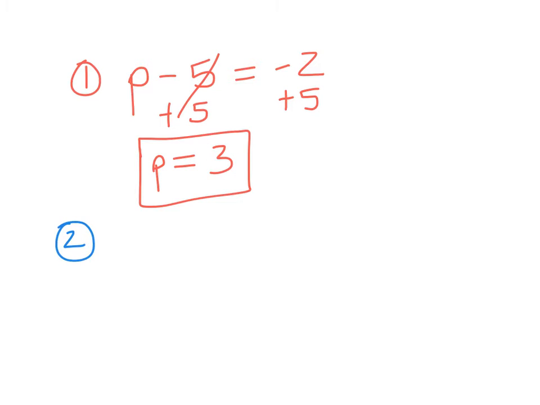How does the negative 5 and plus 5 cancel out? Because if I have a minus 5 plus 5, what do I get? 0. So it's just gone. I mean, you could say p plus 0 if you want, but that's a waste of writing.